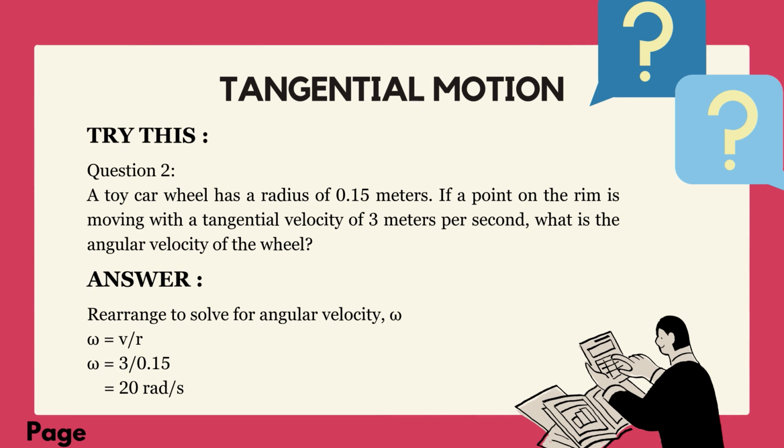Now let's reverse the problem. A toy car's wheel has a radius of 0.15 meters and the tangential velocity is 3 meters per second. To find the angular velocity, we will rearrange the formula and then insert the following values. We will get the answer 20 radians per second. This shows how we can switch between linear and rotational values depending on what we know.